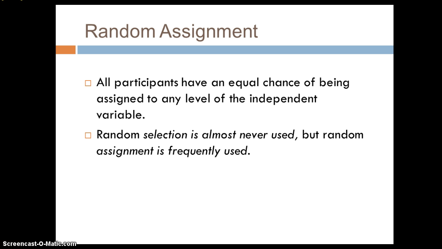Now, random selection is almost never used because we don't have access to that full population. However, random assignment is very frequently used, especially when we want to have a true experiment, which means that we are trying to wipe out any differences among people or across groups that has to do with individual variability. So if we use random assignment, then we're likely to have equivalent groups in each of those levels, especially as our sample size gets large. So it allows us to conduct a true experiment.